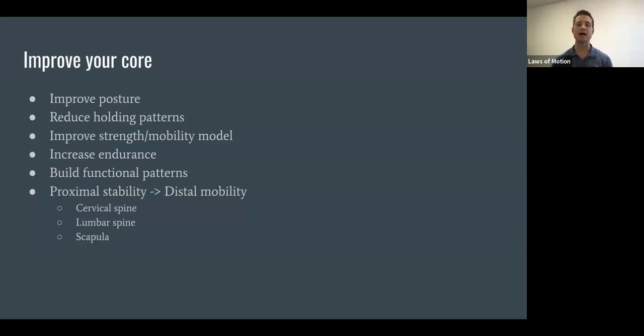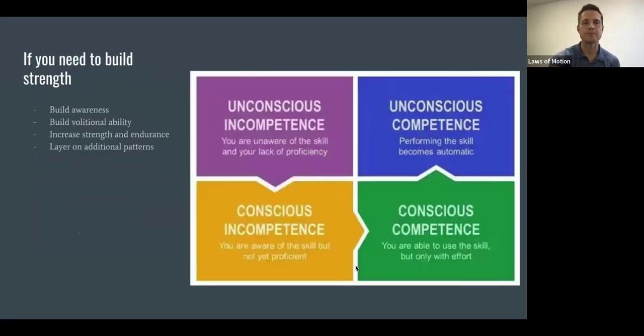So again, coming back to that strength model, we want a stable cervical spine. We want a stable lumbar spine. We want stable scapula. That way we can build off of our stability and use the mobility of our shoulders, of our thoracic spine, of our hips to help do a lot of our movements.